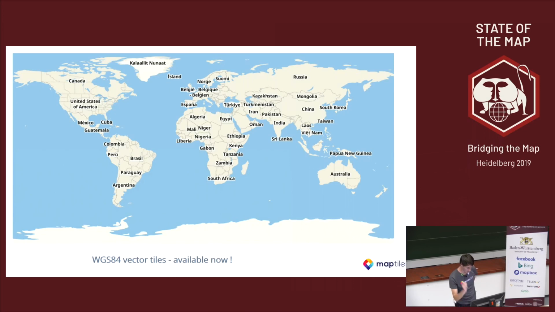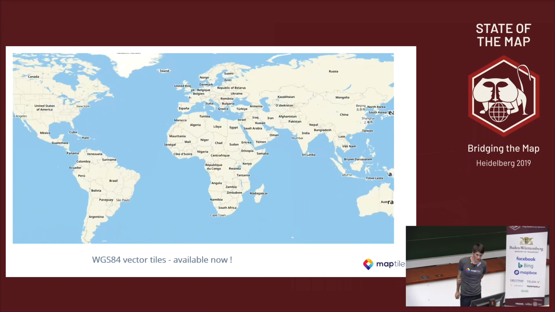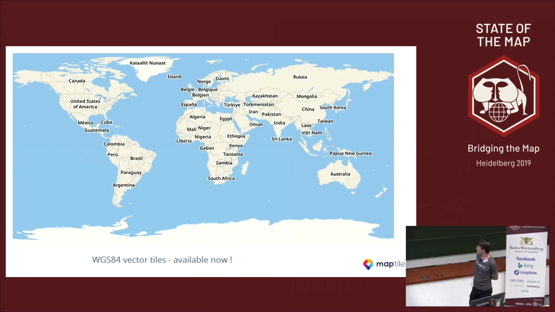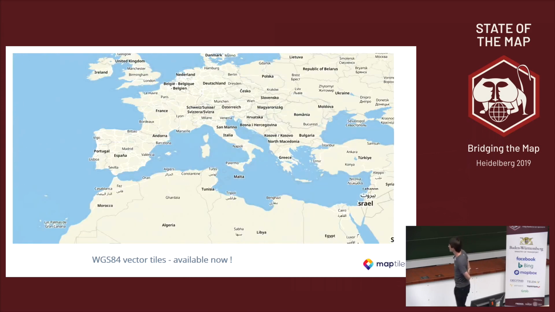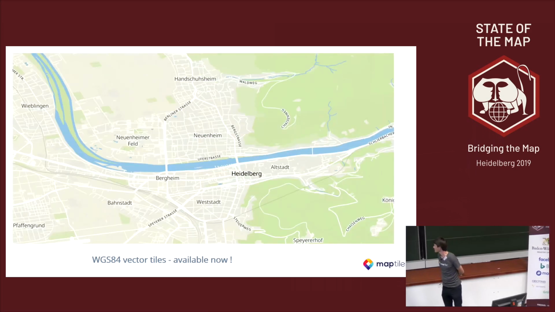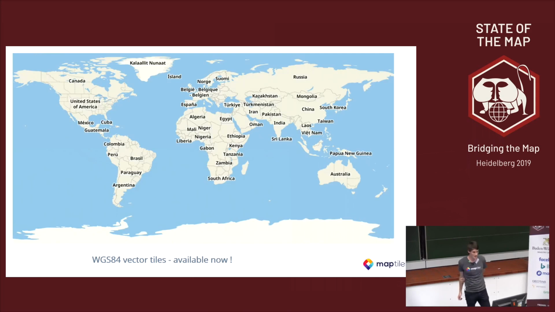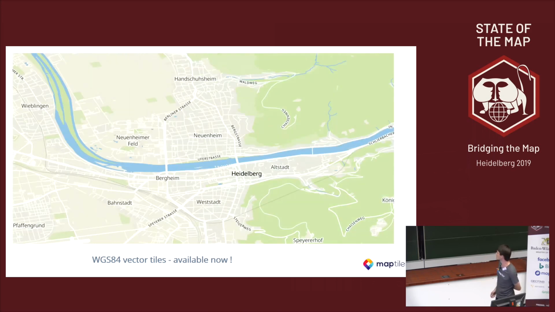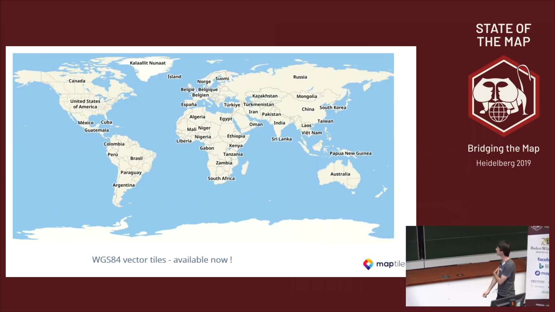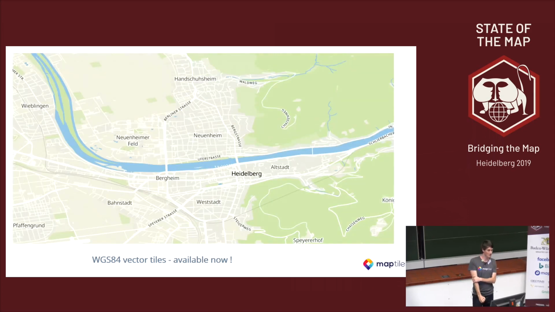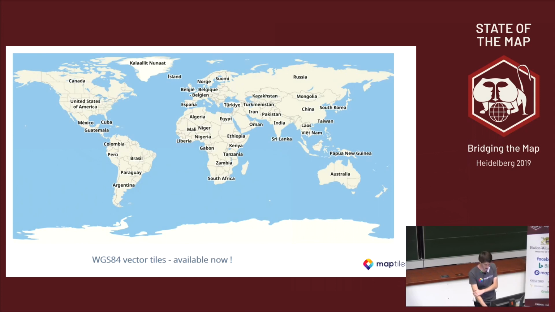Here you can see the WGS84 vector tiles in this WGS84 projection, which is already available on the MapTiler Cloud. So you can go there and start using it. You can clearly see it looks somewhat weird, especially on really high zoom levels right now. So this is one of the examples of the coordinate systems we already have.